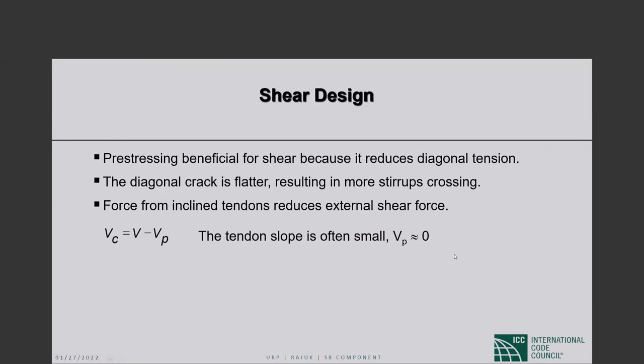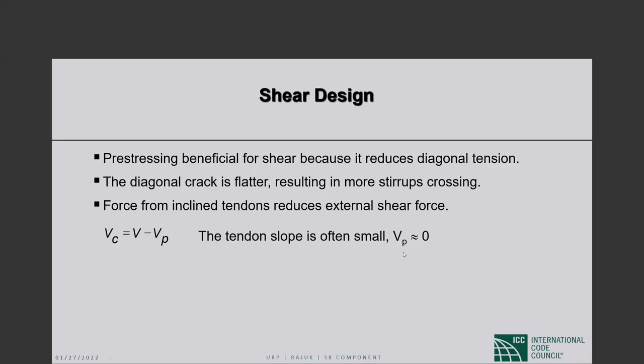The main problem with the diagonal tension is the diagonal cracking, right? As you know, the combination of shear and bending will give you diagonal tension. And because of the pre-stressing applied, the crack in your beam will be flatter, which is a good thing, right? Why is that a good thing? Because if I have a 45 degree crack angle for pure shear, and if I apply the normal stress from pre-stressing, it's going to be flatter. Flatter means that more stirrups will cross that diagonal crack line, and I have more shear capacity, right?